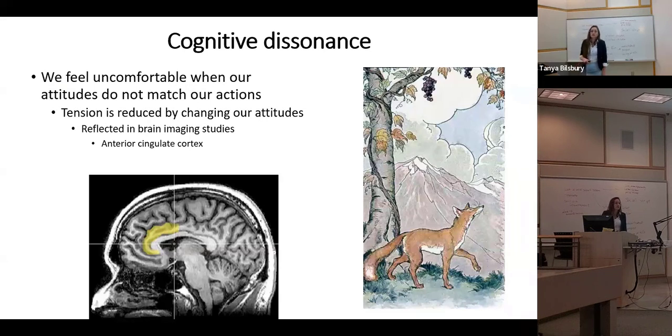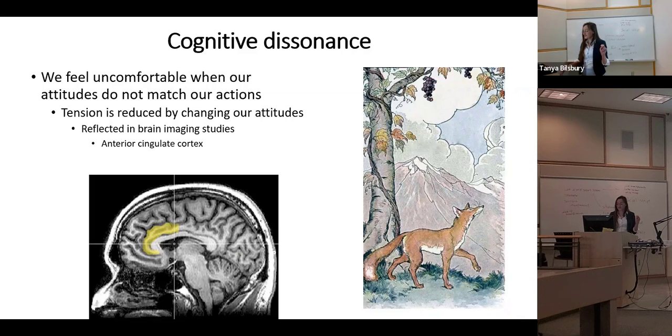If I were to require you to write a paper on how wonderful Vladimir Putin is, you might not feel very comfortable doing that. But I'm making you do it. And that tension is called cognitive dissonance. One way to reduce that tension is to say, well, I was required to do this externally. But another way is by changing attitudes. You might think, oh yeah, this guy's not so bad. Had some sound policies. And that tension is something that we can pick up in the brain, in the anterior cingulate cortex.